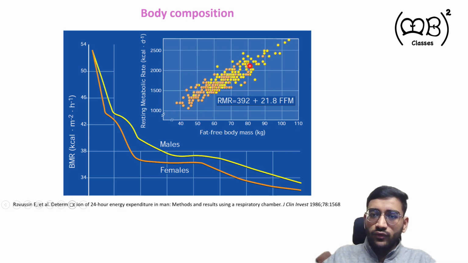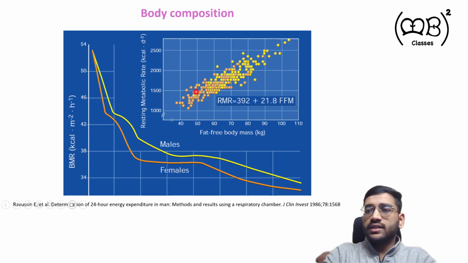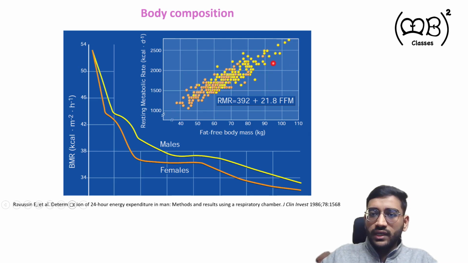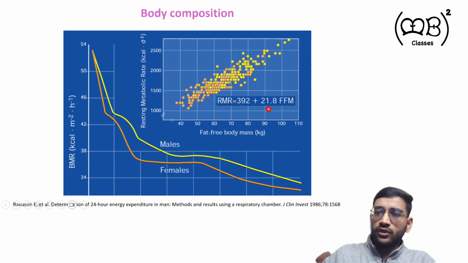The light yellow ones are the males and the orange ones are the females. There's a shift, like on the right side there are more males than the left side, but it is linear. When we see the relationship between the fat-free body mass and the resting metabolic rate, it's a linear relationship irrespective of the gender, and the RMR can be calculated from this formula showing a linear relationship.